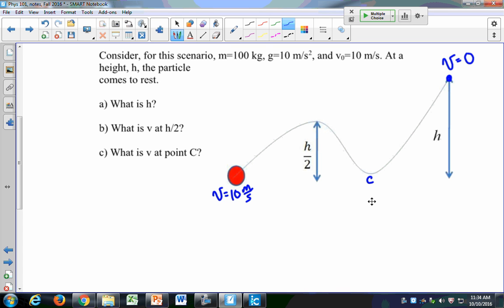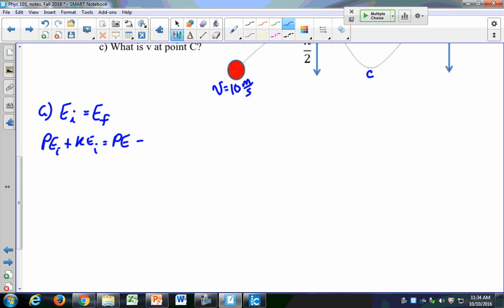So first of all, I want to find out what is H. So I'm going to set up my conservation of energy: energy initial equals energy final, potential energy plus kinetic energy initial equals potential energy plus kinetic energy final. And then I ask myself the question, because often some of these will go away. In the beginning, does it have potential energy? Does it have kinetic energy? Remember, potential energy is mgh.